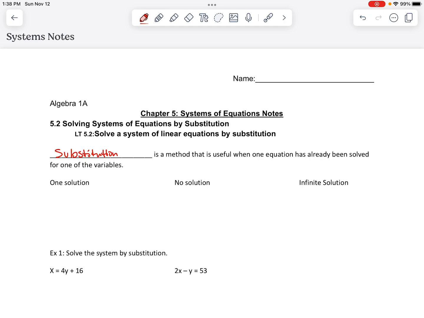As you guessed it, substitution is a method that is useful when one equation has already been solved for one of the variables. There's different ways that you can solve this as far as what you're given. But when you solve it, you could have 1 solution, no solution, or infinite solutions. If you get 1 solution, you will have x equals a number and y equals a number. When you get no solution, you'll end up with something like 0 equals 6, and with infinite solutions, you will have 0 equals 0. And we'll talk more about that when that actually happens.